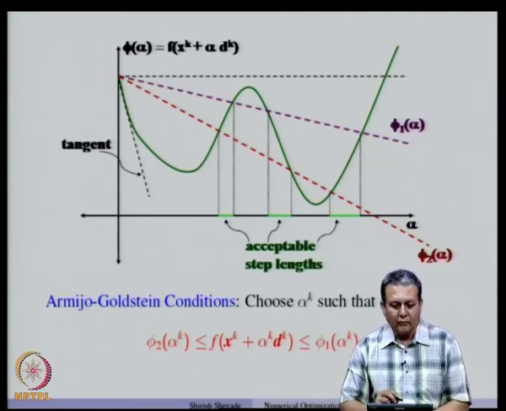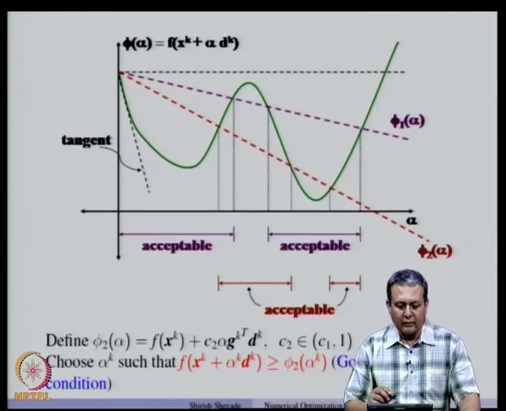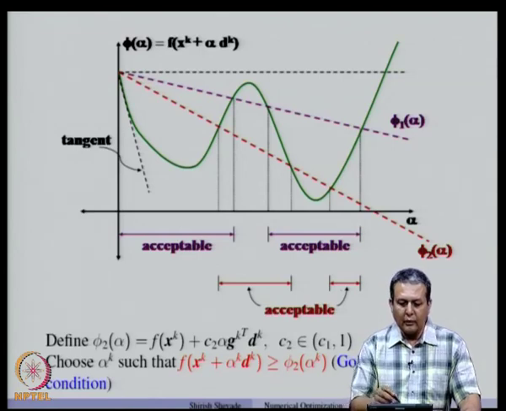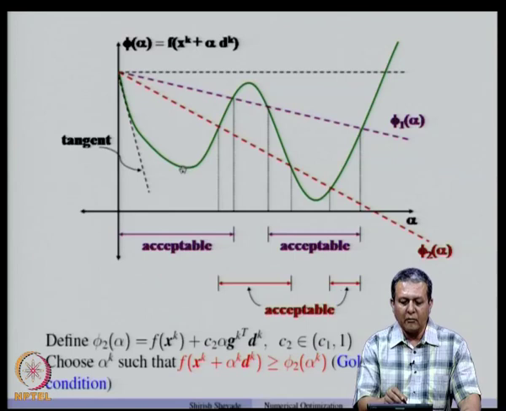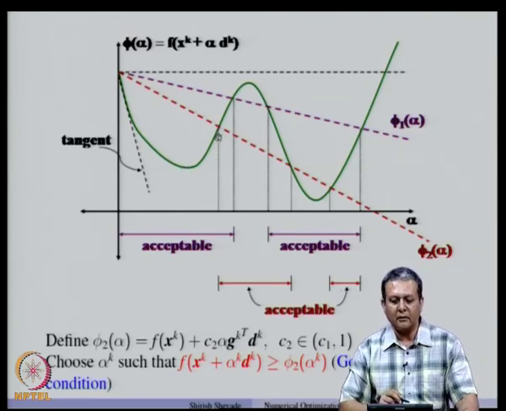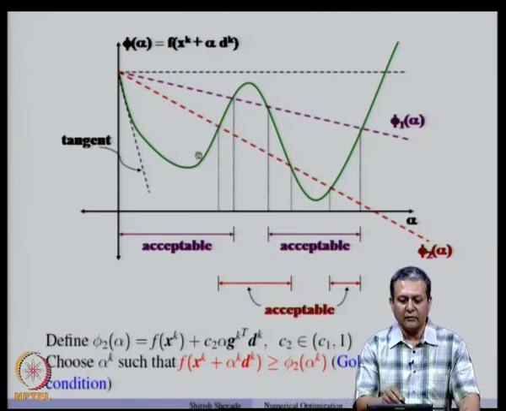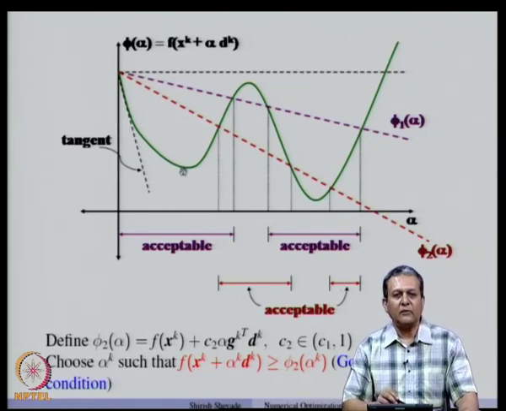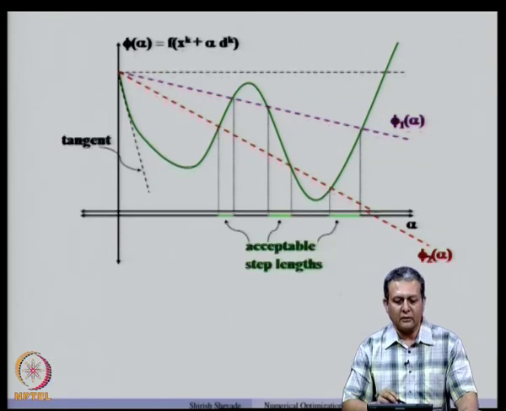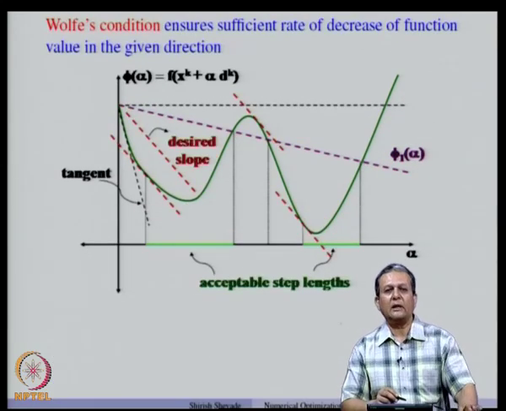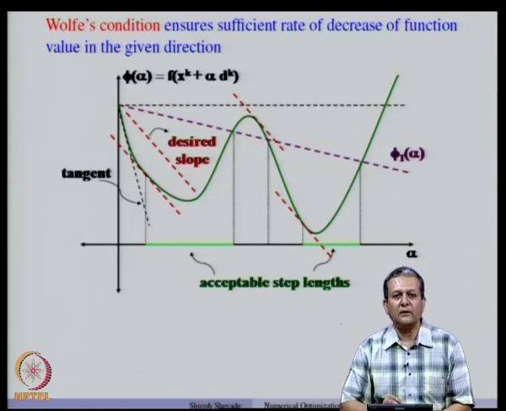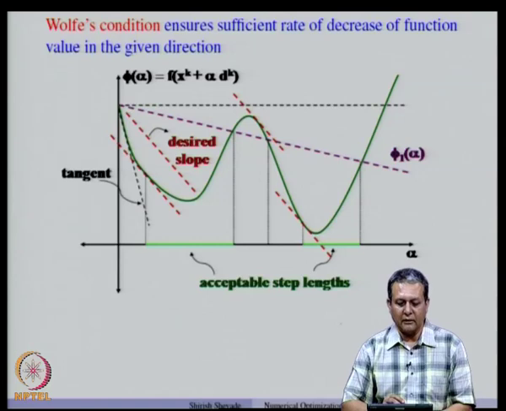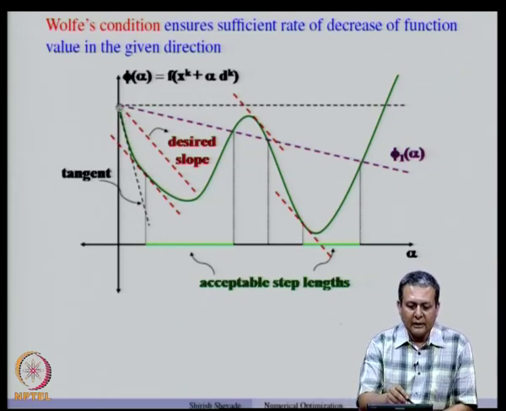Now, if you look at Goldstein's condition, you will see that this local minimum was skipped because Goldstein's condition does not allow the function to be below this line phi 2 alpha. So, the initial local minimum of this function phi alpha was missed by the Goldstein's condition. So, Wolfe proposed a condition which ensures that there is a sufficient rate of decrease of function value in the given direction. So, this is the initial slope of the function phi alpha.